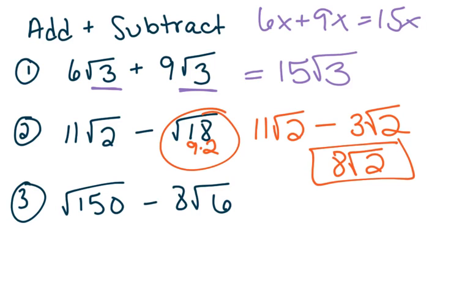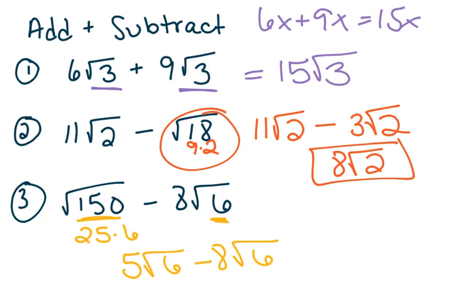All right, on the next one, I'm noticing a 6 underneath here, so I'm hoping I can get a 6 in here. So 150 divided by 6 is 25, which works out well because 25 is a perfect square. So this 150 simplifies to 5 square root of 6 minus 8 square root of 6. So 5 minus 8 is negative 3 square root of 6.